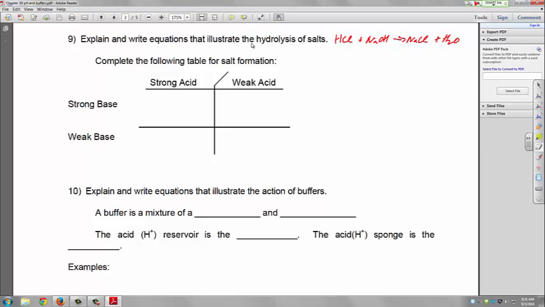So what we're talking about is when a salt like this goes into water, you dissolve this in water, what happens? Does the pH go up? Does it go down or stay the same? In other words, what we're asking with hydrolysis is, is the salt acidic, basic, or neutral? Is it an acidic salt, basic salt, or neutral salt?